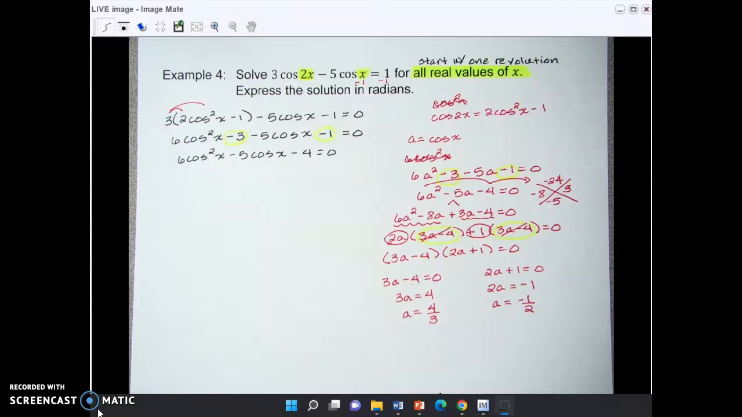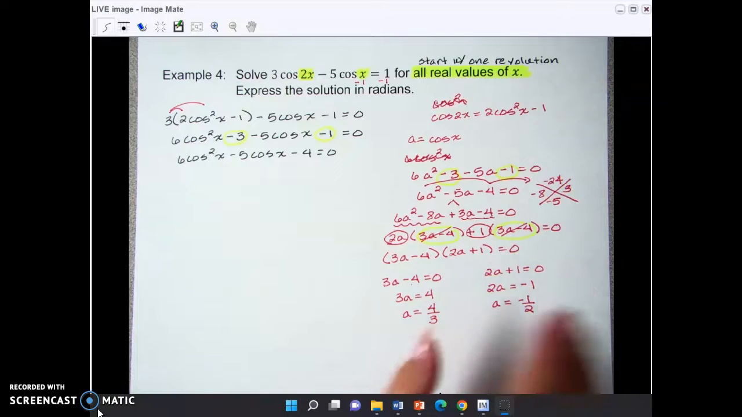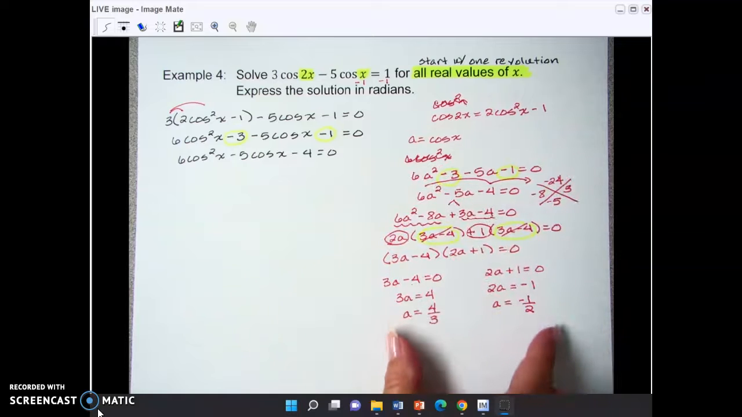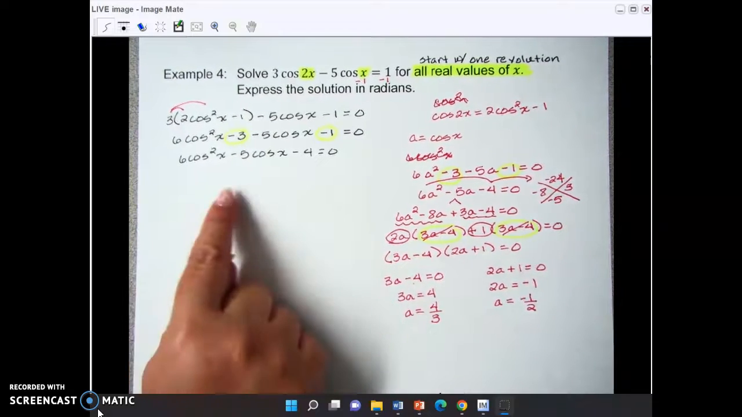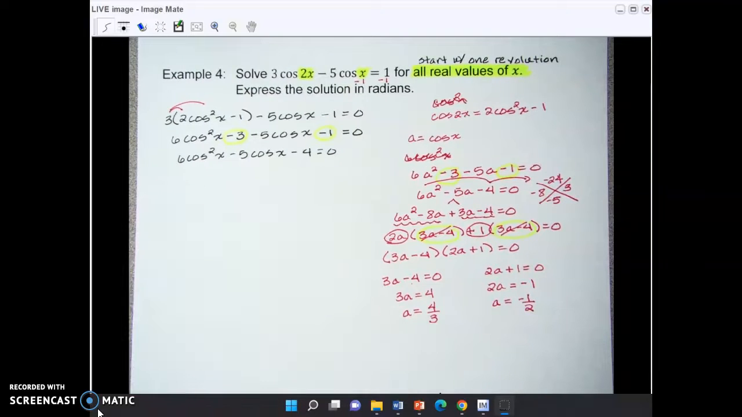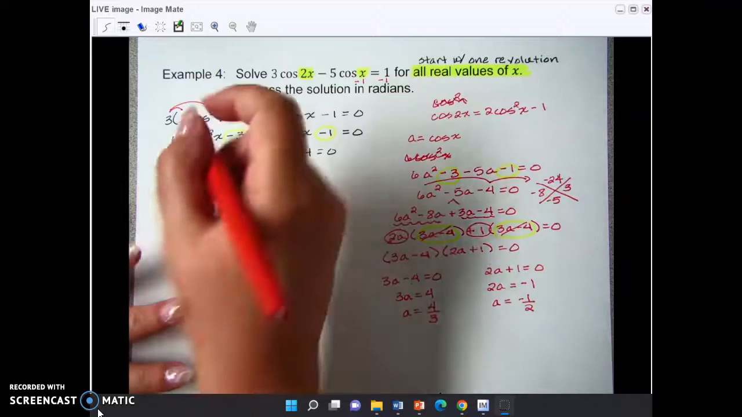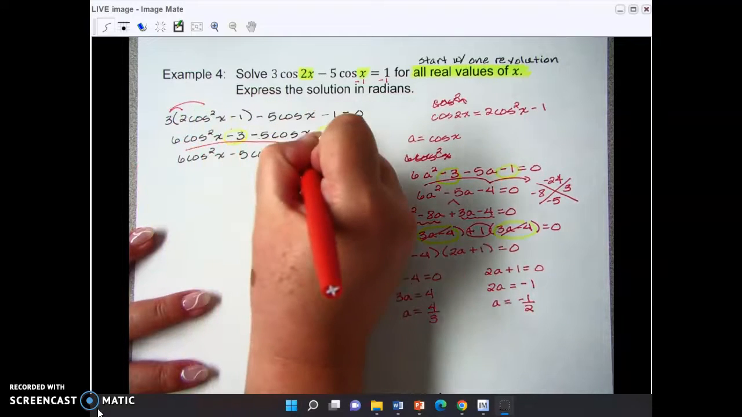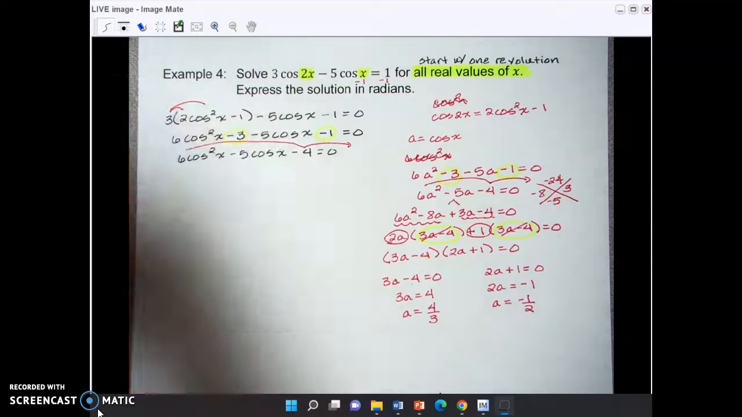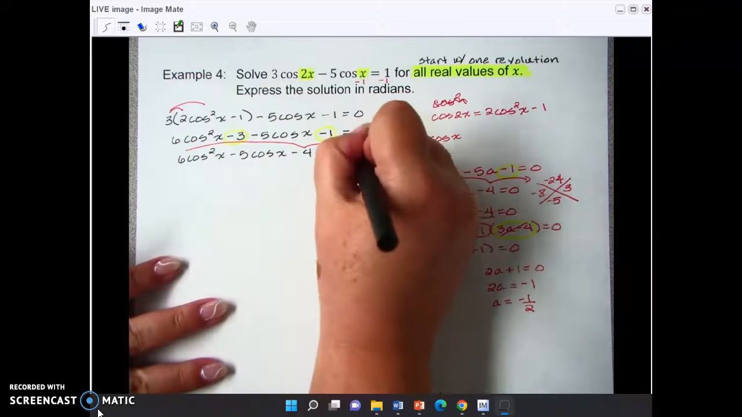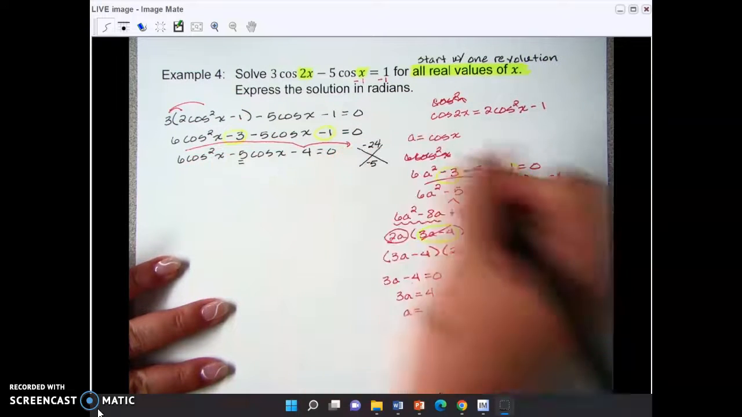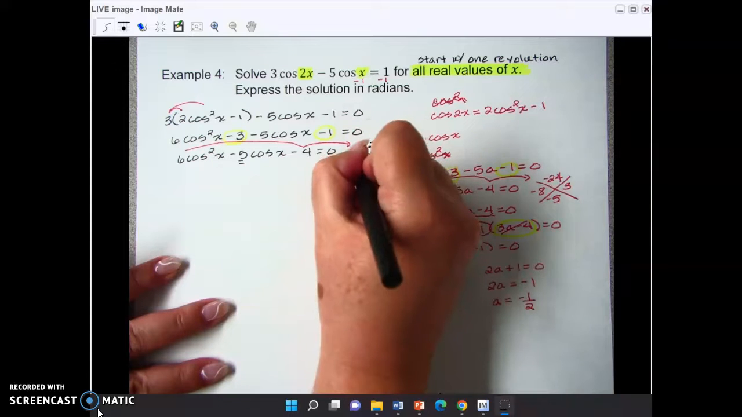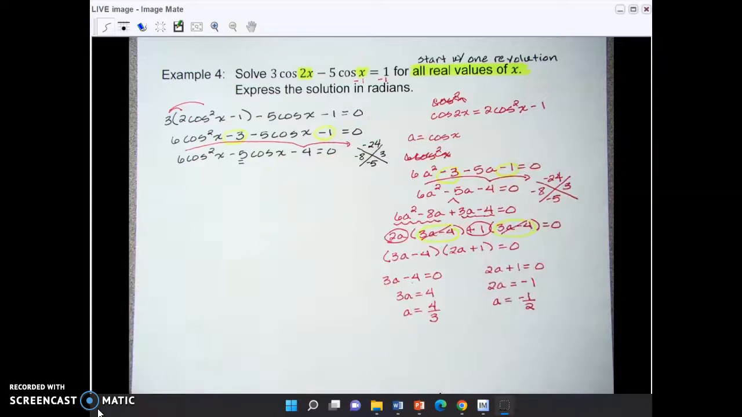So when last we met, we were working on example number 4, and we had done the problem letting cosine of x equal a, and we got it down to here. So now we're going to do the same thing, but instead of using a, we're going to use cosine of x. I'm just trying to show you that it's the same as what we've done before in the past. So we're going to do the hop, skip, and the jump with the 6 and the -4. We're going to say what multiplies to give me -24, that adds to give me -5. And just like we got over here, it's going to be -8 and +3.